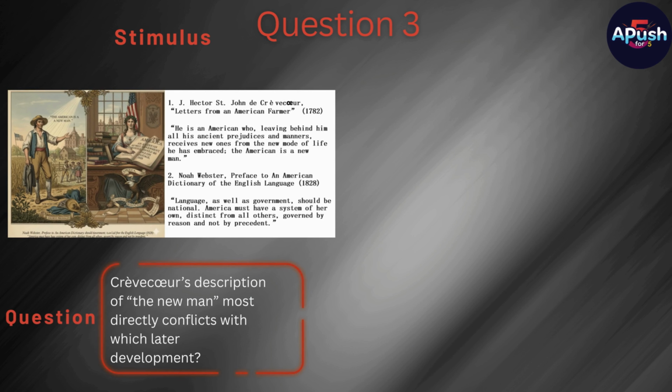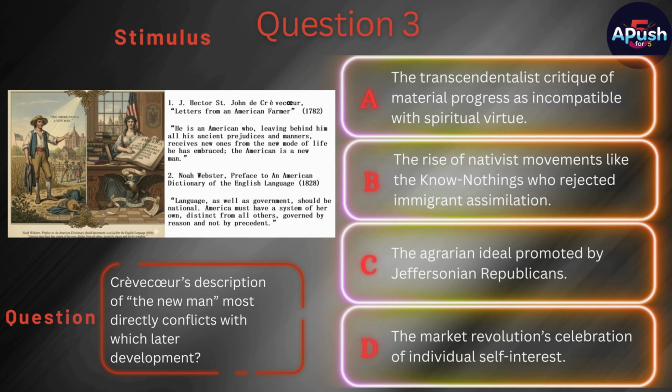Question. Crèvecoeur's description of the new man most directly conflicts with which later development? A. The transcendentalist critique of material progress as incompatible with spiritual virtue. B. The rise of nativist movements like the Know-Nothings, who rejected immigrant assimilation. C. The agrarian ideal promoted by Jeffersonian Republicans. D. The market revolution's celebration of individual self-interest.